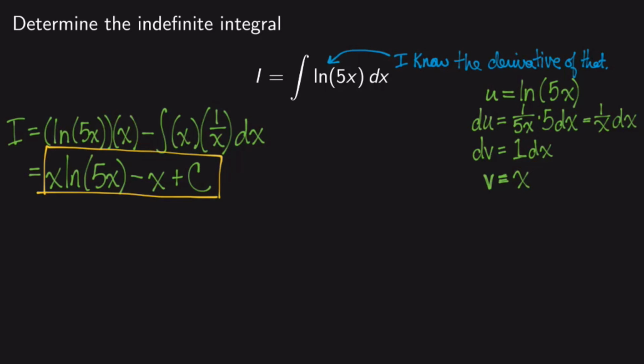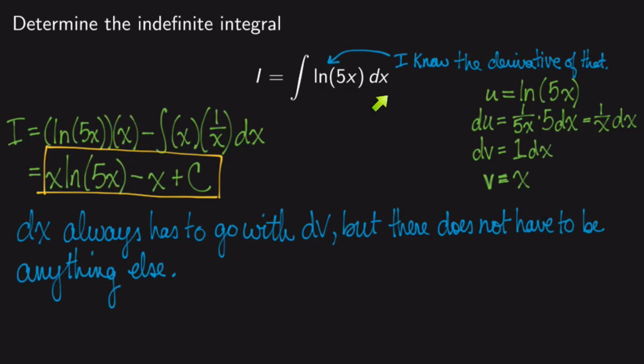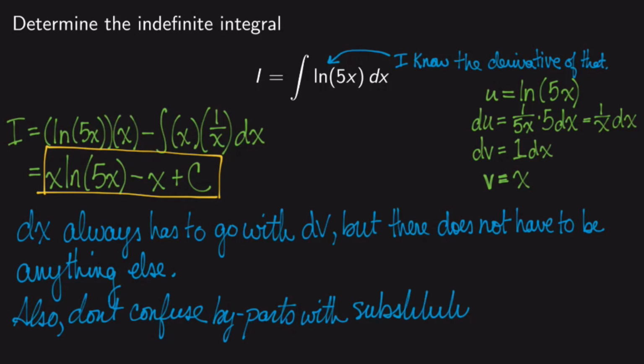So the 2 things I want to point out with this example are, 1, your dx here always goes with the dv. But you don't have to have anything else with that expression. It can just be 1. It can just be a constant. You don't have to have a function down there. So in this case, our dv is just 1 times dx. And the second thing is, be careful not to confuse by parts with substitution. Make sure you're paying attention to when you are facing a product or a composition and that you're using the appropriate rule.